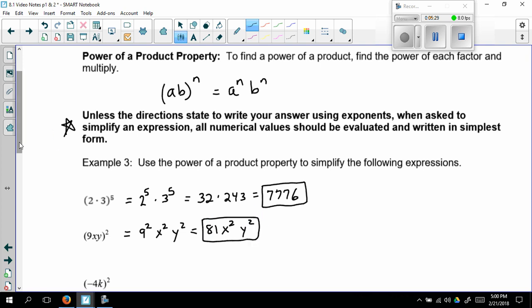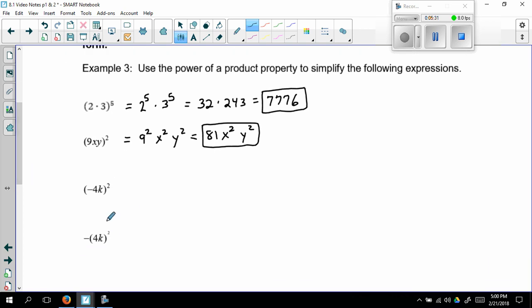Okay, a couple more. Notice, very important, these are different. Here the base is negative 4k. Here the base is 4k, and it's the opposite. So when I do this one, the negative 4 with parentheses is raised to the second power, as is k. And so negative 4 squared is 16, and then I have the k squared. Always put your number first as the coefficient.